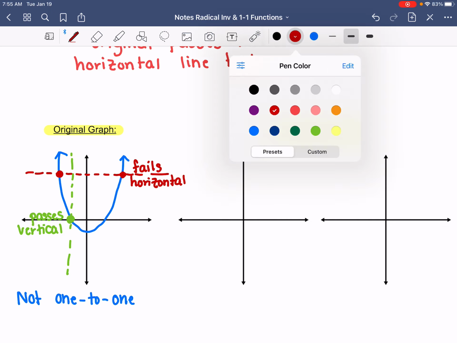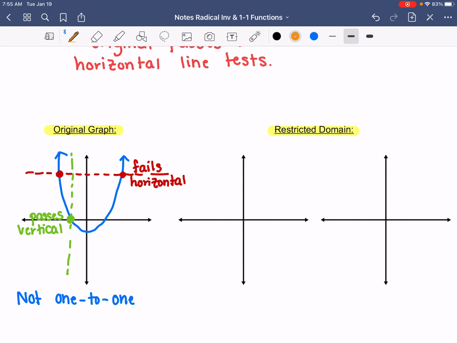So here's how we do the domain restriction. You look at what the turning point is. A parabola only has one turning point. It's possible to have 2 turning points or 3 turning points depending on what the exponent is. If it's a power of 3, it could have 2 turning points. If it's a power of 4, it could have 3 turning points maximum. Remember, the maximum number of turning points is 1 less than the degree. So since this is an x squared, it could only have 1 turning point.